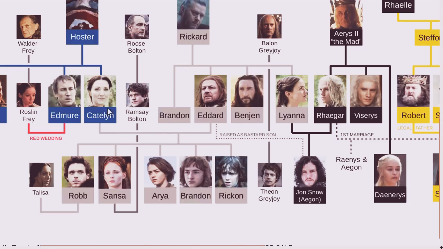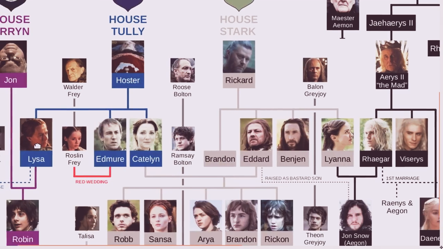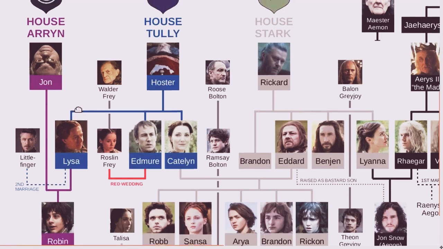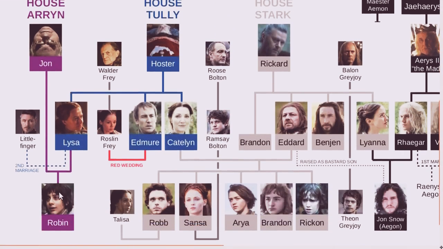He married Catelyn, originally from House Tully, but he also supposedly has a 6th child, a bastard son named Jon Snow. But who Jon's mother is remains unclear. Catelyn's sister Lysa was married to Jon, head of House Arryn, and therefore she lives in the Vale. They have a son named Robin.